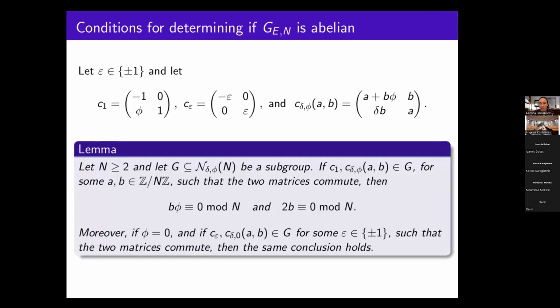If we let n be greater than or equal to 2, and we have some subgroup of the normalizer, if the subgroup contains one of these matrices, let's say C1, and a Cartan matrix, and if these two matrices commute, then we get the condition that bφ must be congruent to 0 mod n, and 2b must be congruent to 0 mod n. And then the last line is just saying if we take C_epsilon instead of C1, we get the same conditions. So this just says that if these two matrices commute, then these conditions must hold.